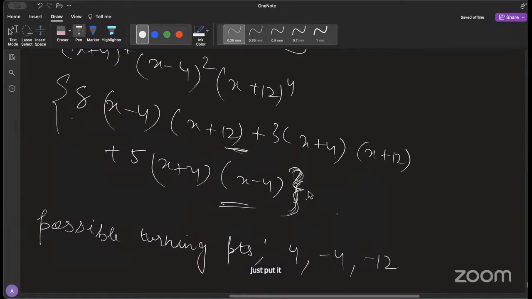Just put it somewhere. Ma'am, do I have to put the turning points? Or you'll have to simplify this entire thing and find the roots. It will be a quadratic equation, and you just have to use the quadratic formula. That's it. But it's going to take time. Can someone just put this equation in some solving tool online and find the solution?